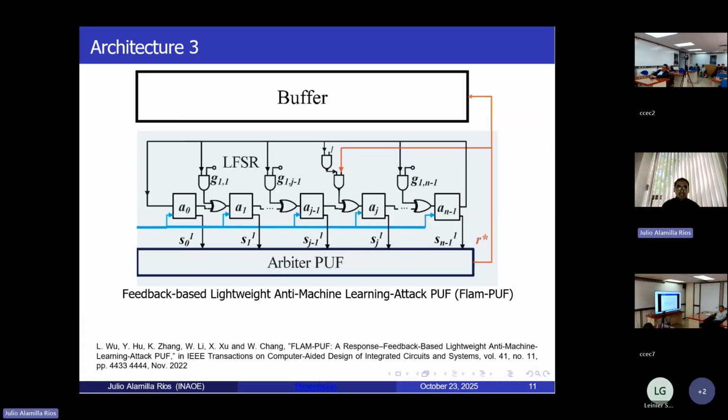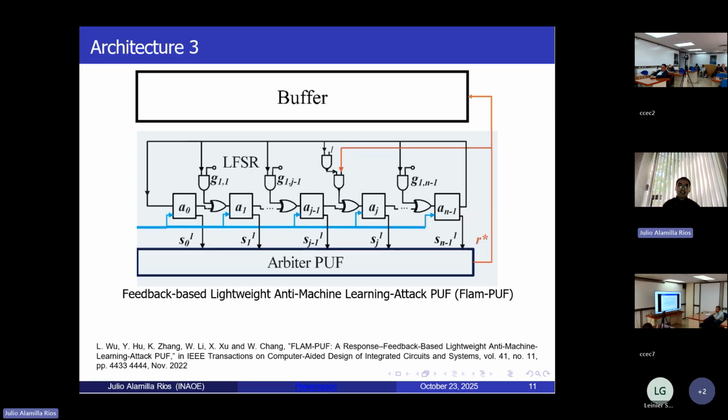The next PUF analyzed was the response feedback based lightweight anti-ML attacks PUF, which combines an arbiter PUF with a reconfigurable Galois LFSR in a closed loop system, aiming to enhance security against modeling attacks. Its operation consists of three main phases.